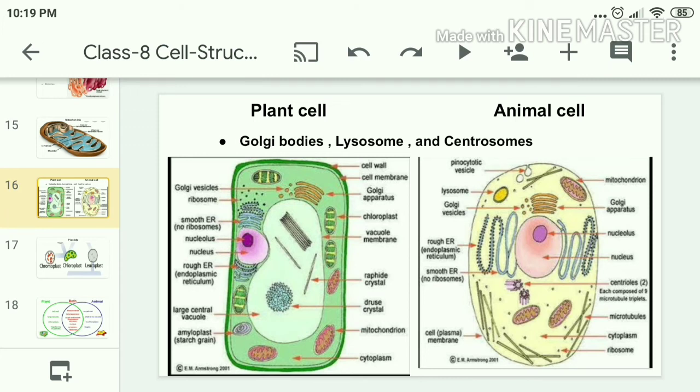Lysosomes are small packets that contain destructive enzymes. They protect the cell by engulfing and destroying bacteria and other unwanted particles. They also digest old, worn out organelles of the cell. Centrosomes. A centrosome with a pair of centrioles is located near the nucleus. It plays an important role in cell division.